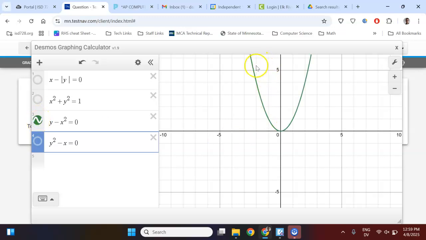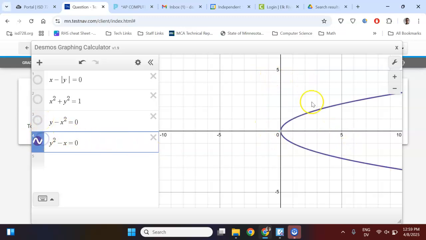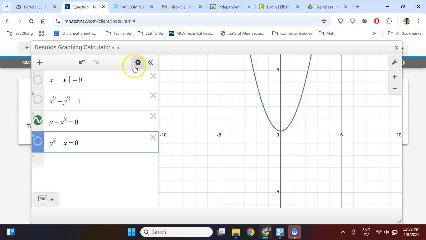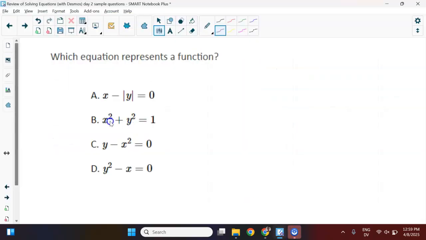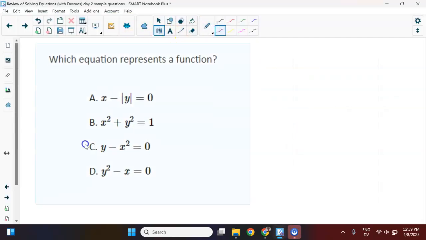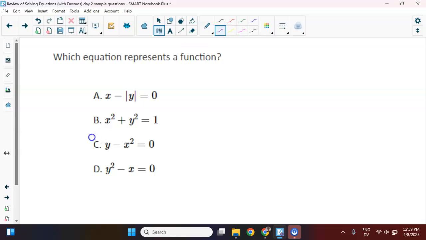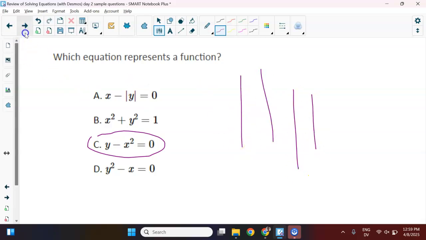And it looks like this one's going to be our winner, because if you draw a bunch of vertical lines, it only crosses once. And that same thing with this last one. That one crosses multiple times, so that doesn't work. So it ends up being this one is the one that is a function. So we got this guy right here as a function. Okay, pretty easy if you know how to use the calculator. Just draw a bunch of vertical lines, and if it ever crosses more than once, it's not a function.